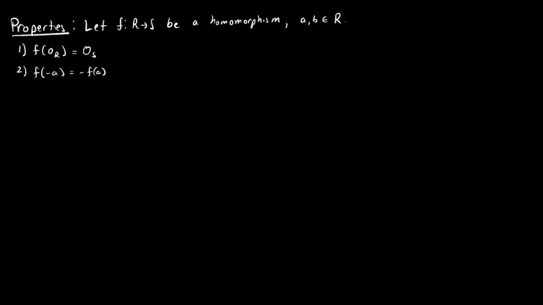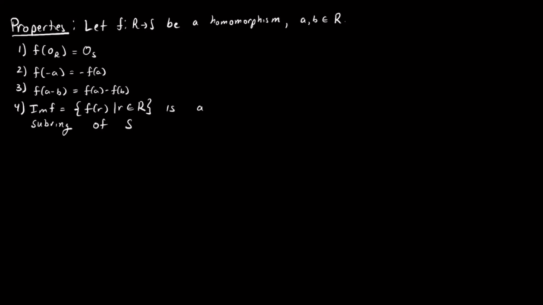We'll show that f of negative a is equal to negative f of a. So additive inverses map to additive inverses. We'll show that f of a minus b is f of a minus f of b. And we'll show that the image of f is a subring of S. So the subset of S that f maps R onto is going to be a subring of S.